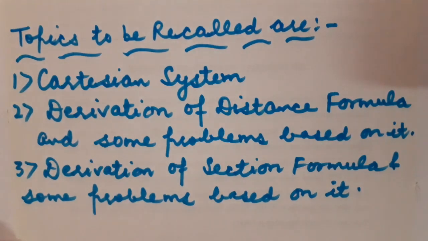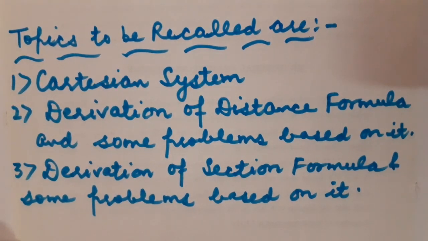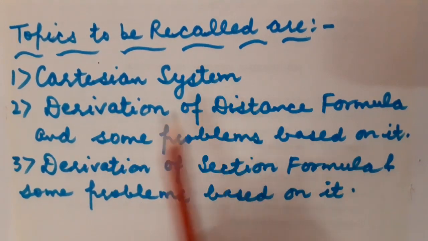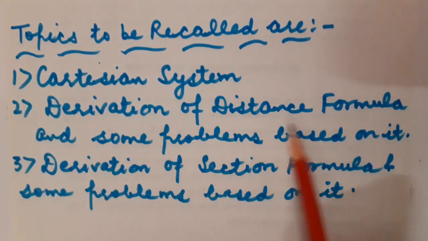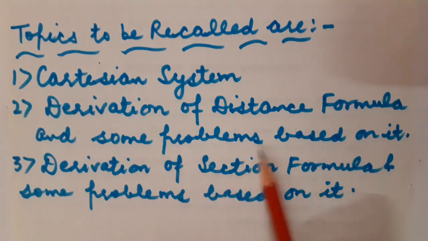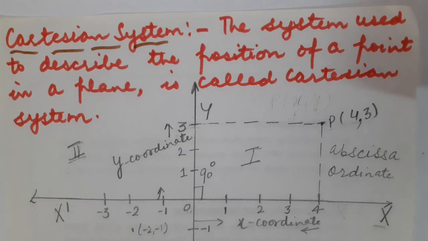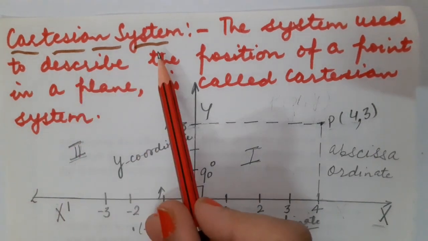Then children, in today's summary lecture, the topics which I am going to make you recall are: number 1, about Cartesian system; number 2, derivation of the distance formula and some problems based on it; and number 3, derivation of section formula and some problems based on it. Fine, students? Now children, our first topic is Cartesian system.